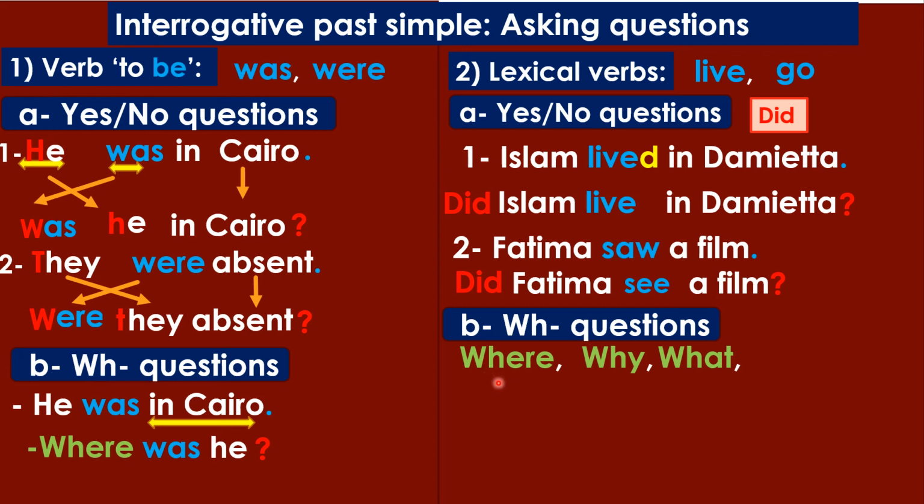So we are going to use any one of these question words in addition to did. طبعا في حالة WH questions هنستخدم كلمة استفهام بالإضافة إلى did. Okay. So let's have a look at if I want to ask a question about this sentence. Islam lived in Damietta. Okay. افرض ان انا عايز اسال سؤال على Islam lived in Damietta and I want to ask about the place. عايز اسال على المكان اللي هو in Damietta. So in this case I'm going to use where, هستخدم where and did. Okay. Where did and then Islam lived.